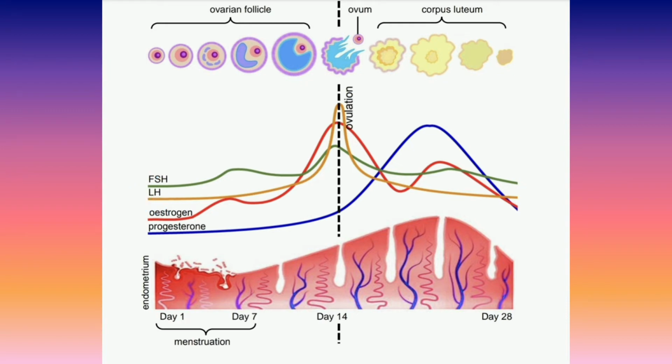As the corpus luteum breaks down, the levels of progesterone decrease, resulting in the endometrium breaking down. The endometrium, as well as the unfertilized ovum, are released through the vagina as blood during menstruation. Due to the decrease in progesterone, FSH and LH are no longer inhibited. They are produced by the pituitary gland and the cycle begins again.